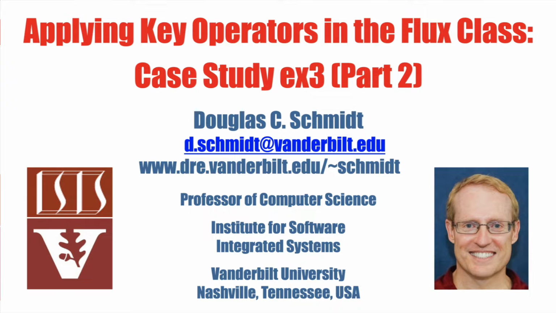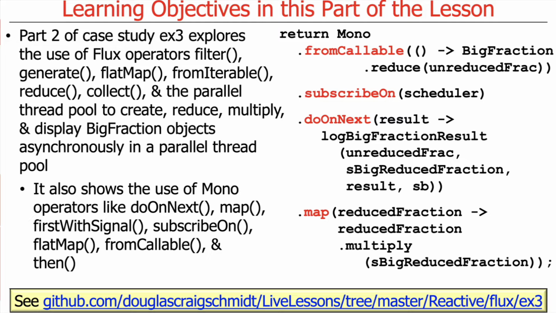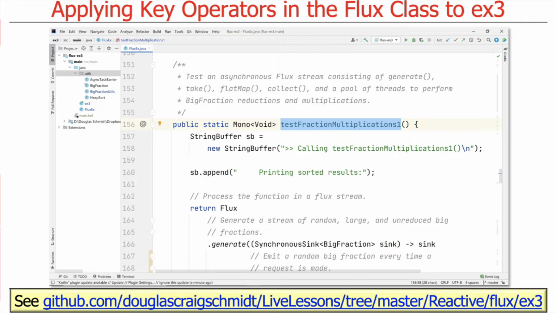So what we're going to do now is talk about applying key operators in the Flux class for the second part of our ex3 case study. And this will demonstrate a bunch of other things that we have mentioned before. We're not going to focus as much on exceptions in this particular example. And it also shows a bunch of mono operators, some of which we've seen before, some of which we haven't. As always, you can get this in my GitHub repository under live lessons in the Flux ex3 folder.